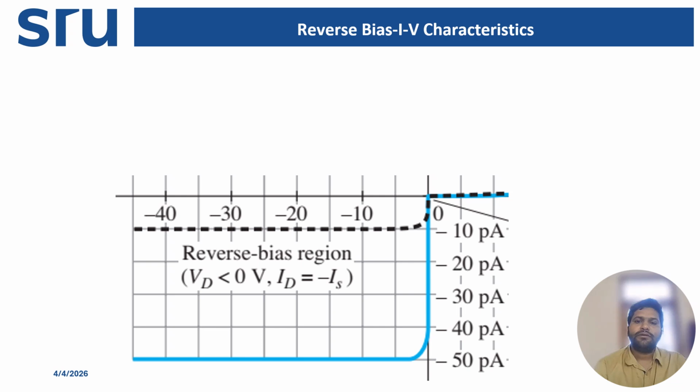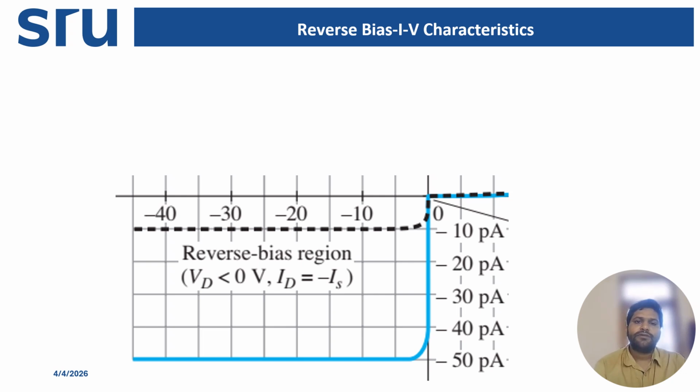Now the reverse bias IV graph. If we draw the graph, the horizontal axis represents voltage and the vertical axis represents current. In reverse bias, the voltage is taken in the negative direction. The curve has two main regions. One is the reverse saturation region, another is the breakdown region.